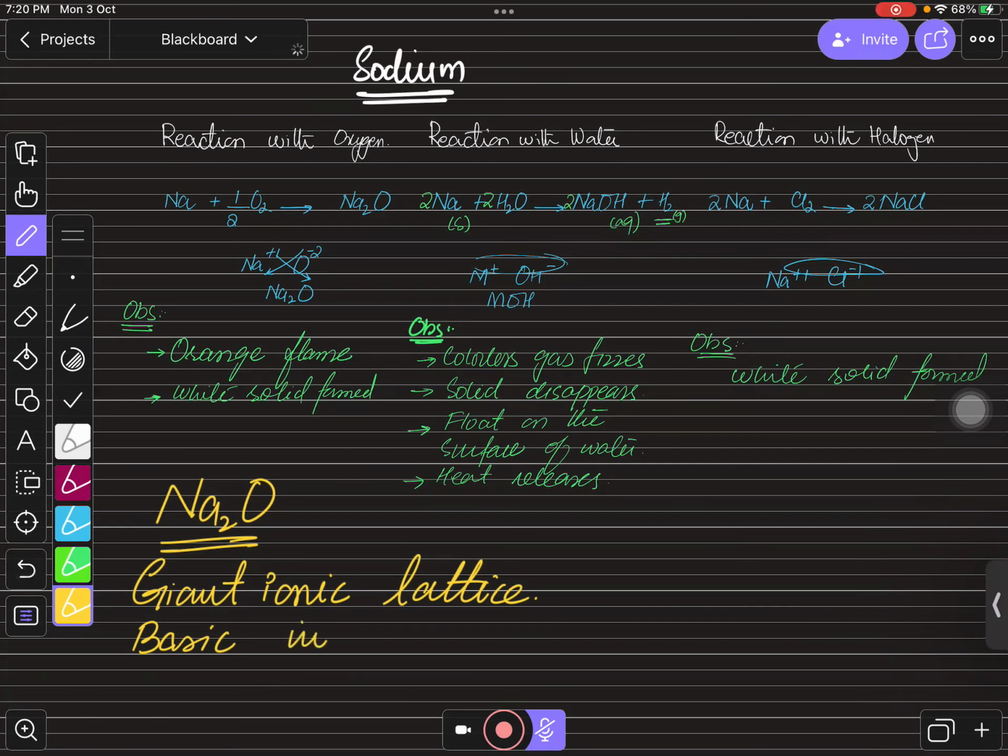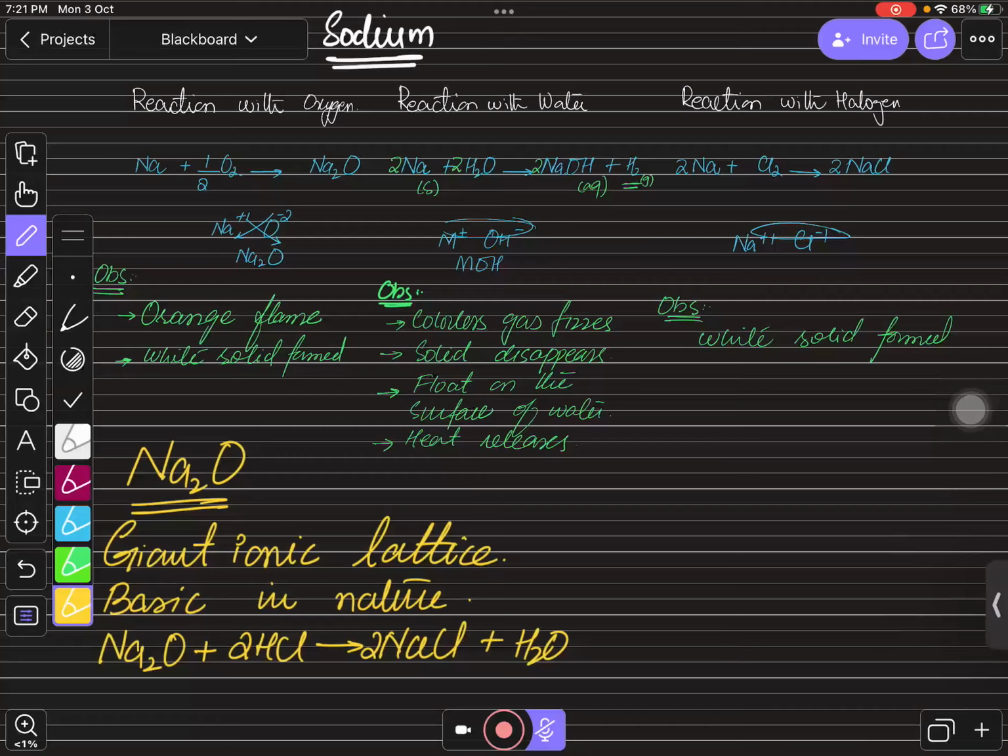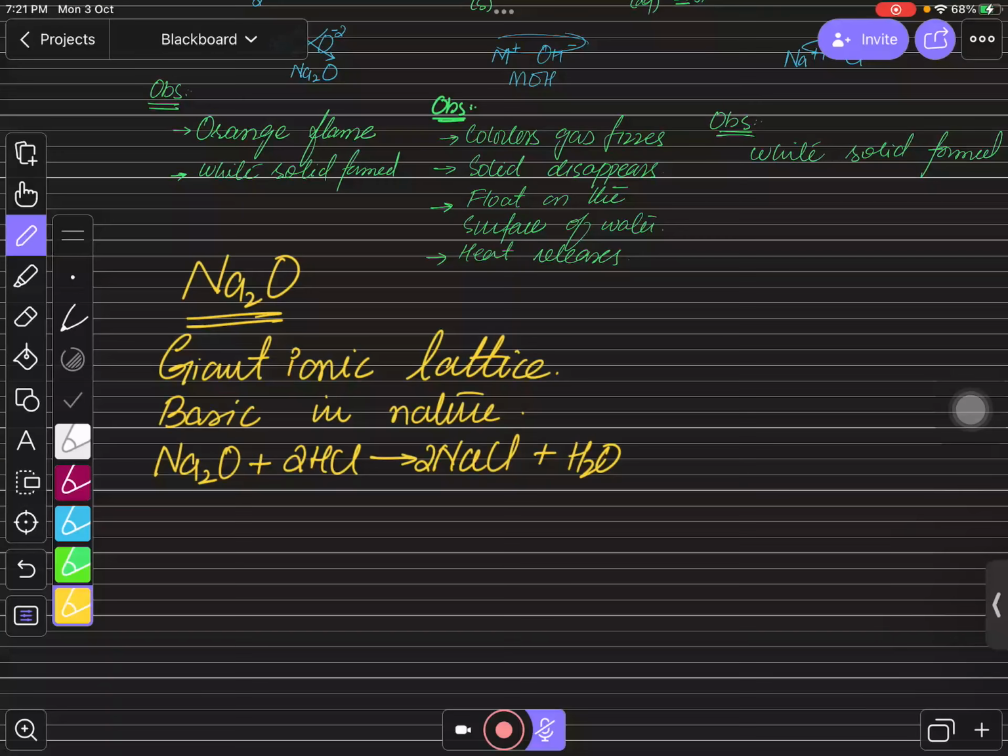So when it is basic, definitely it can react with acids as well. When it reacts with acid, it will give you salt and water. So this is a basic oxide. This is a thing that you need to remember. And you can also write over here, you need to remember that all metal oxides are insoluble in water except potassium oxide and sodium oxide.